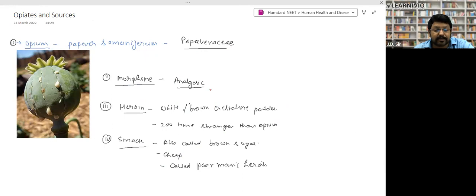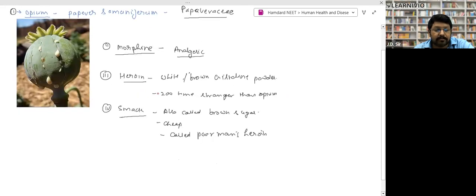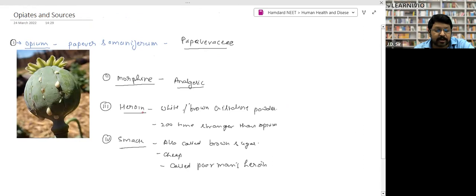This is analgesic, right? The second thing which is extracted from it is heroin. Sorry, morphine is analgesic. Heroin is a white-brown crystalline powder, and it is 200 times stronger than opium. It is a concentrated form of morphine. Smack is also extracted from this plant. It is also called brown sugar. It is cheap and called poor man's heroin because heroin is the costlier one, right? Analgesic means painkiller.